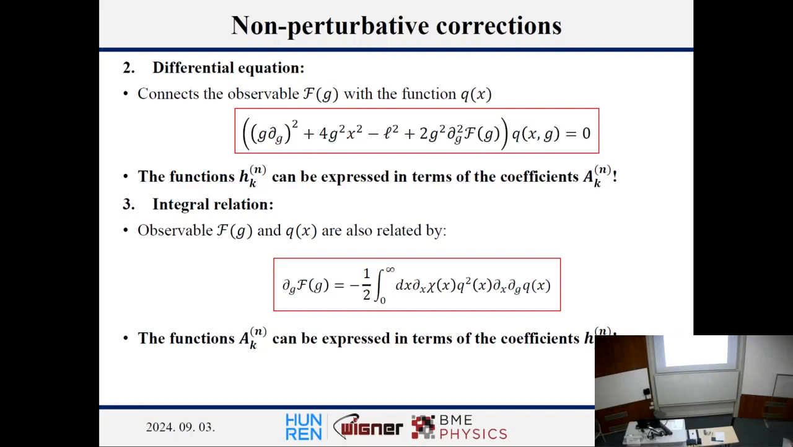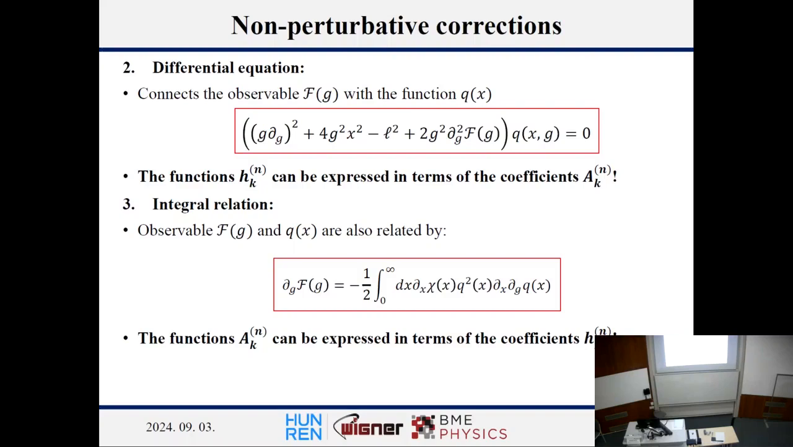And there is also another relation, an integral relation, which basically does the same, just in a different way. So now if we have two different series, we can solve these two equations in parallel, and we have a non-trivial connection between the perturbative and non-perturbative coefficients of this observable and our newly introduced Q function.